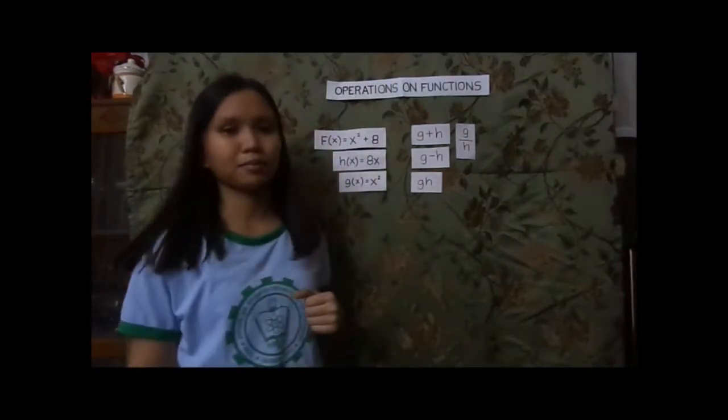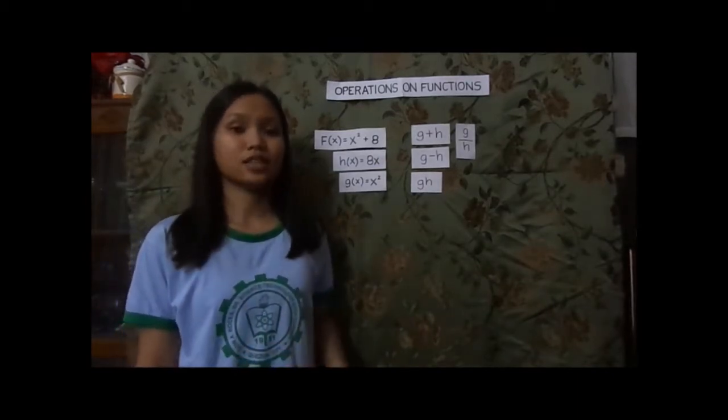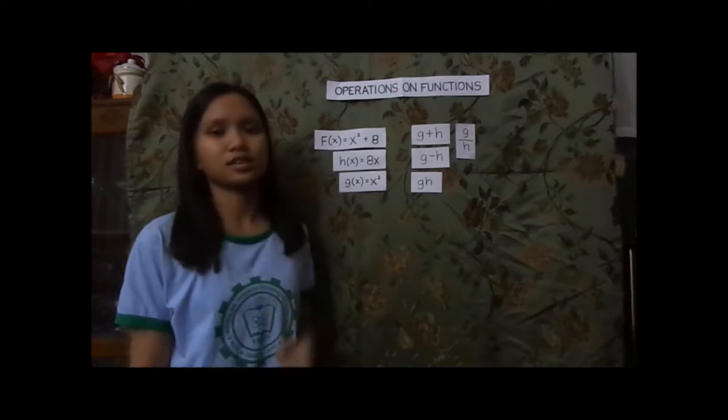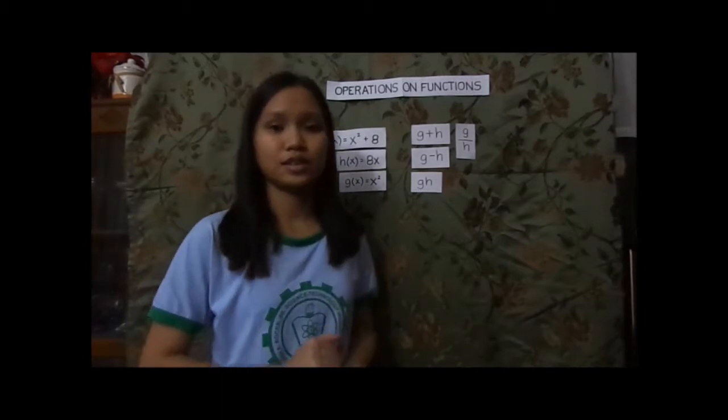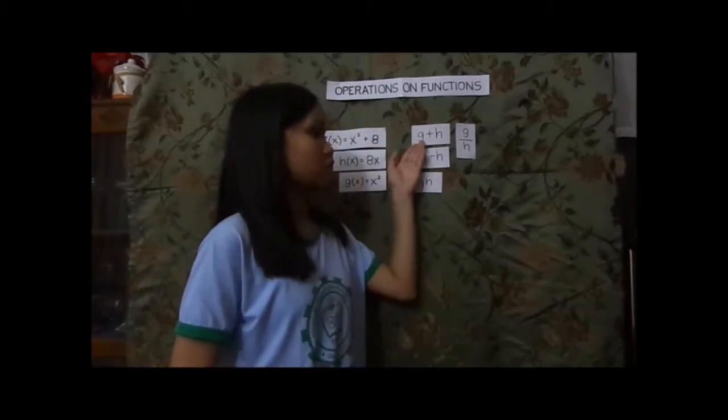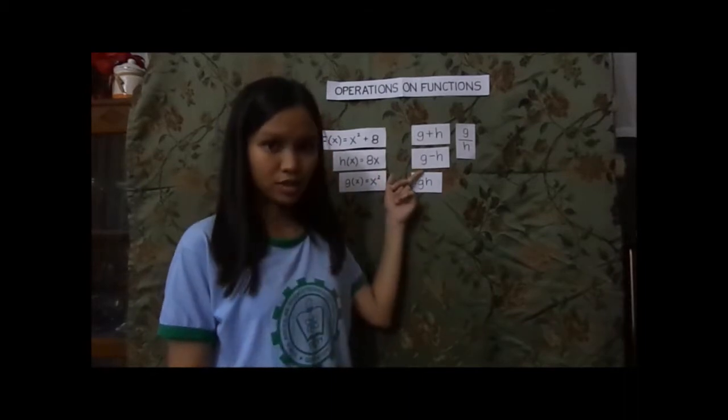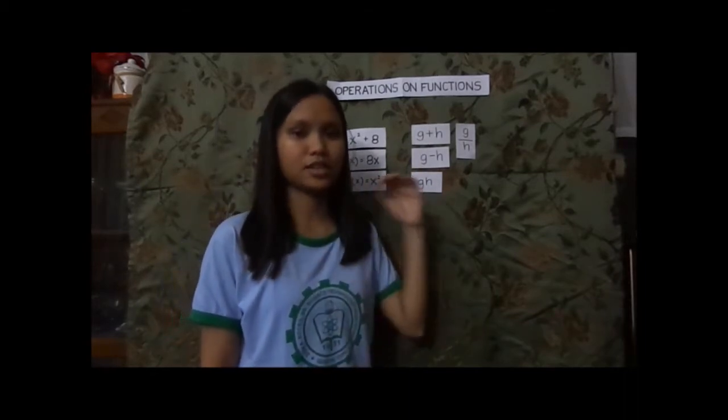Functions can be defined in terms of other functions. Example, the function defined by f of x is equal to x squared plus 8x is the sum of g of x equals x squared and h of x equals 8x. So if you're given any two functions, g and h, we can define four new functions: g plus h, g minus h, g times h, and g over h.